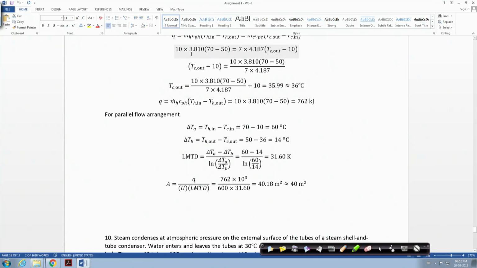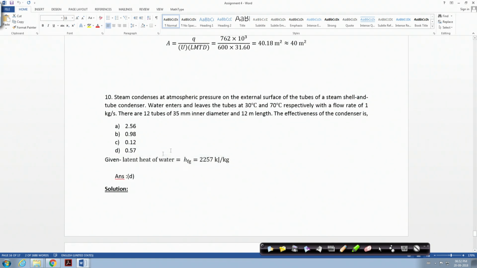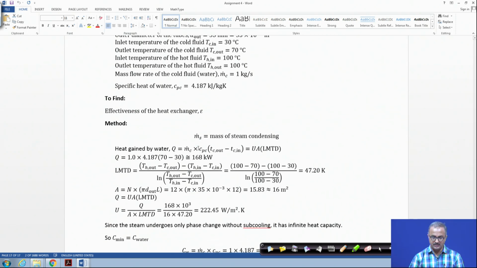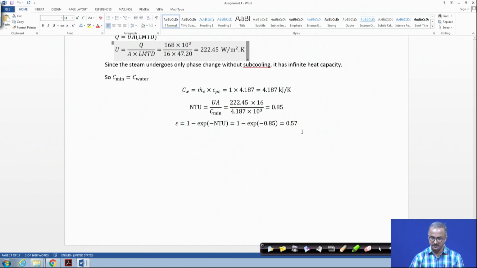So if you just go through these, all these equations were given to you in the lecture, you have to choose the appropriate equations, and if you follow this solution methodology, you will find it was quite straightforward. Okay. And ultimately you get the area needed for the heat exchange. And this next problem is also very straightforward, and the only thing is this: here you are asked to find the value of the NTU, and from NTU you can find the effectiveness of the heat exchanger. Okay.